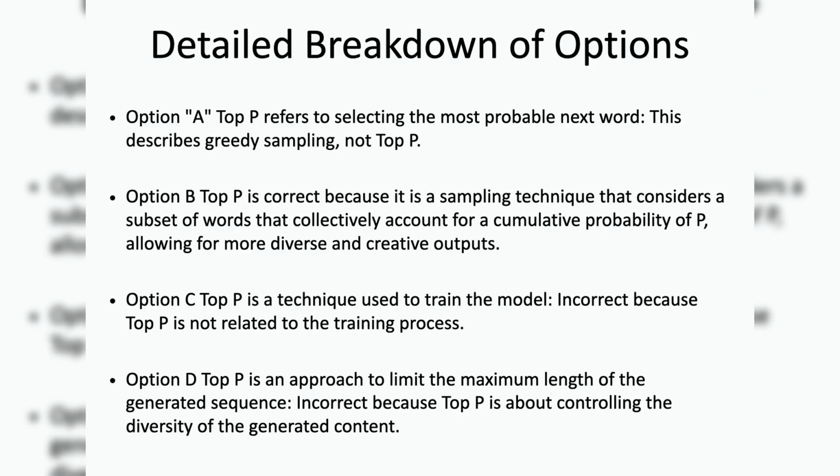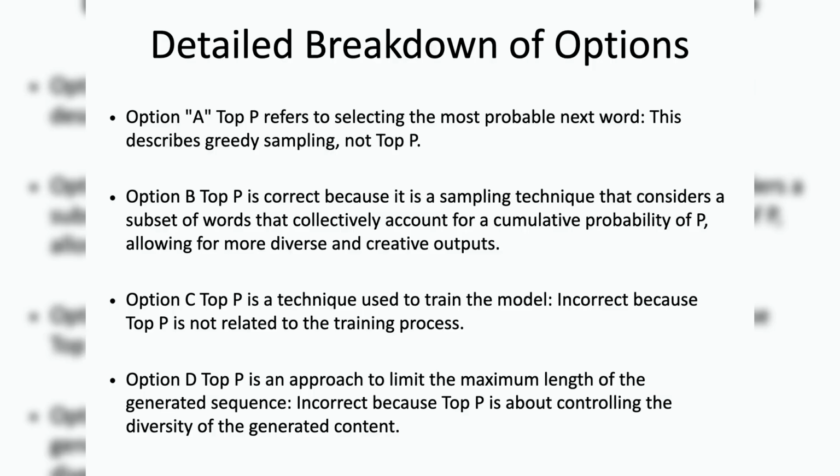Option B: top P is correct because top P, or nucleus sampling, is a sampling technique used in generative AI models to control the diversity of generated text. Instead of always picking the highest probability words, which can lead to repetitive or overly deterministic outputs, top P sampling considers a subset of words that collectively account for a cumulative probability of P. This allows for more diverse and creative outputs by giving a chance to less probable words while still maintaining coherence.